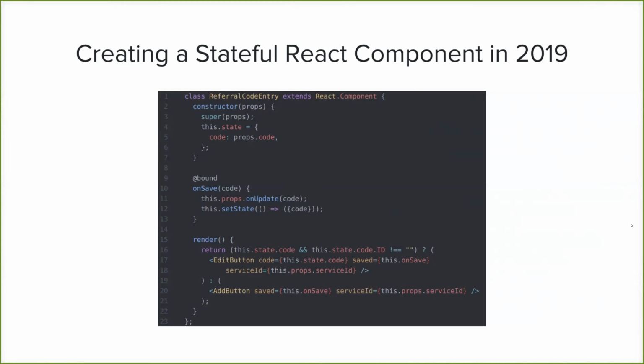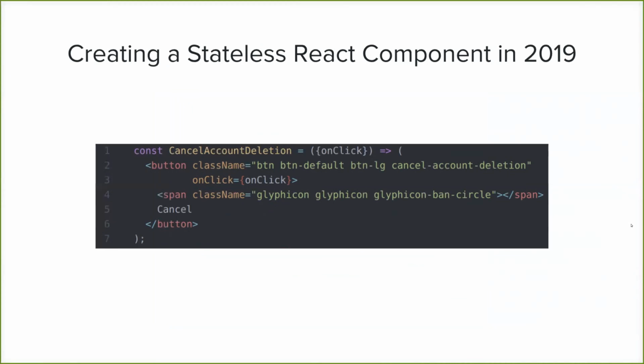So we don't always need state, right? Sometimes you just need a little component, something that doesn't do very much, maybe something that all it does is render some DOM. In this case, I have a cancel account button. All that it is is a button with a span tag in it that has a little icon and then some text. These are really simple. What I've got here is an arrow function. It takes in a single prop called onClick, which it assigns to the button's onClick handler, and then just returns the DOM that it's going to use.